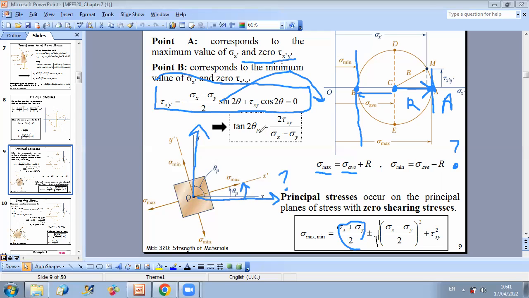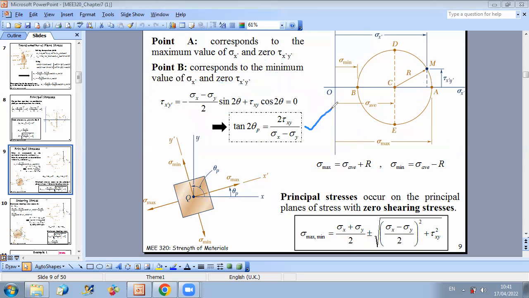Why do we say p here? P stands for principal axis. We say that the axes corresponding to maximum and minimum normal stresses with shear stress 0 are called the principal axes. Okay, and to locate these principal axes, we solve for tau x prime y prime equals 0. As you can see, tan of 2 theta p is equal to 2 tau xy over sigma x minus sigma y. So in this way, you will be able to find the orientation of your principal axes.